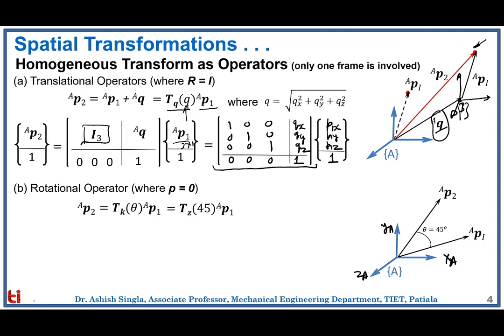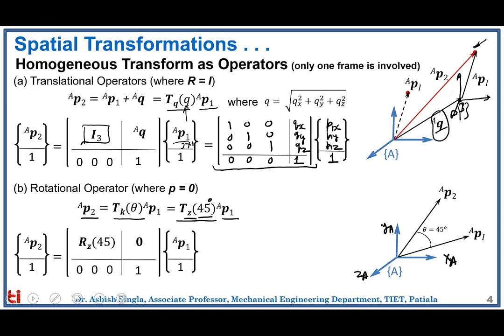So this kind of rotation can be represented again with the help of this 4x4 transformation matrix, which can be represented by P(k, theta), where k is the vector about which rotation takes place and theta is the amount of rotation. So here we can see that the rotation takes place along the z axis and the amount of rotation is 45 degrees, and this transformation matrix operates on point P1 to give us the point P2.